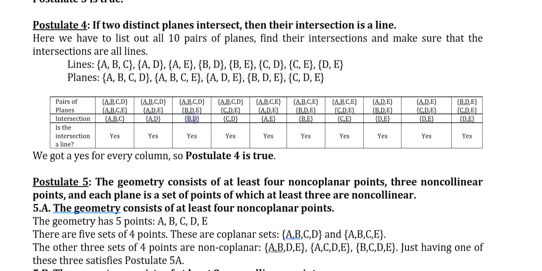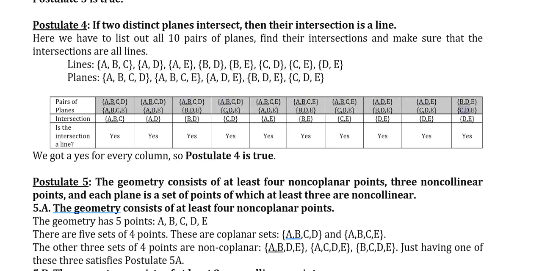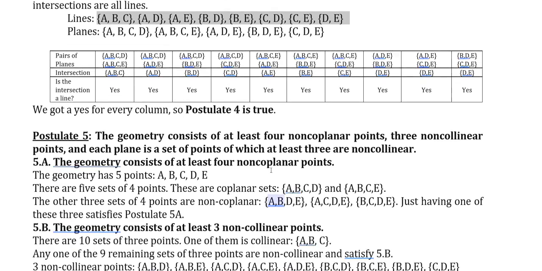If 2 distinct planes intersect, their intersection is a line. So we take all of our planes here, 1, 2, 3, 4, 5. We take them 2 at a time. That's going to be 10 pairs, and here I've listed all the pairs. Then I've looked at their intersections. So if you look here, they've got A, B, and C in common. This one has A and D in common, and so forth. And then you look at all of these and see if these are in our list of lines. And the answer is yes for every one. So since we got a yes for every column, postulate 4 is true.